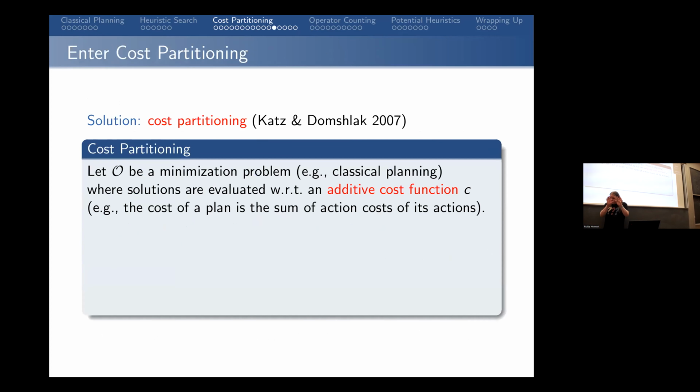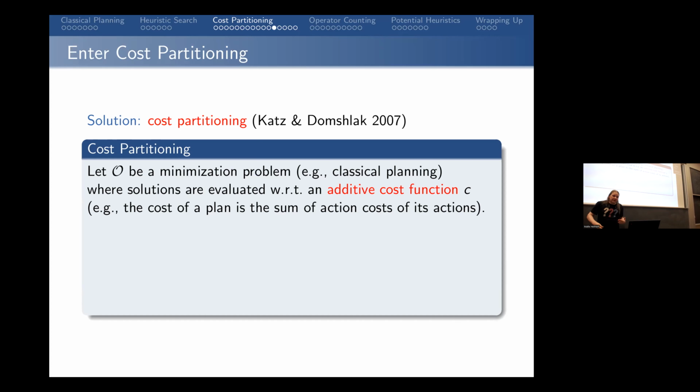And I'm jumping ahead a few years. There were things that happened in between. I'll show you the timeline in a second. But this is the core idea in its final incarnation, and it applies not just to planning. So it's called cost partitioning. This is not a formal definition, but it's not very far away from a formal definition. So if we have some kind of minimization problem, in this case classical planning, where we want to minimize the plan cost, the total cost of the actions in the sequence, where the solutions are evaluated with regard to an additive cost function. So my solution costs are the sums of the costs of all the actions I'm using.